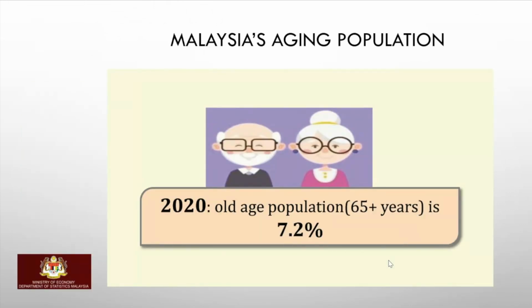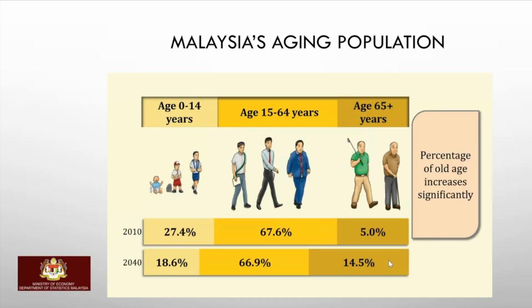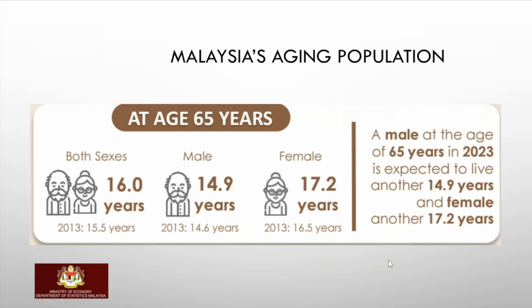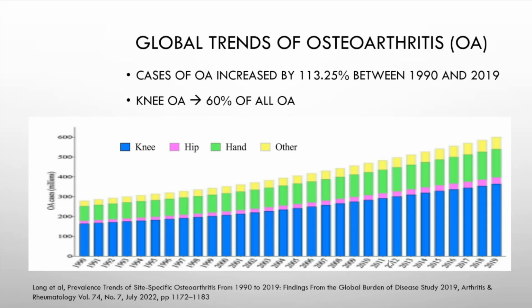I want to show this slide. Sadly, Malaysia has an aging population. The number of people more than 65 years old is rising. In 2020, it's about 7.2%, and it's projected to rise further and further. And as life expectancy increases, the problems associated with aging increase. One of these problems is aging diseases, diseases like osteoarthritis.